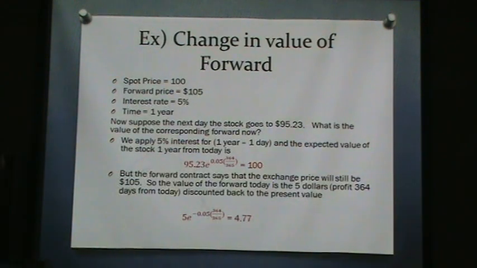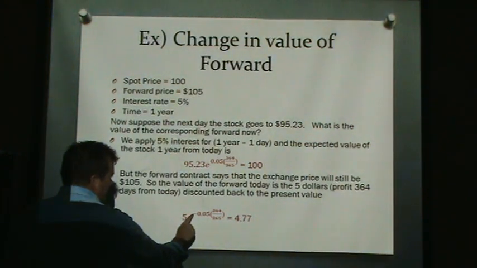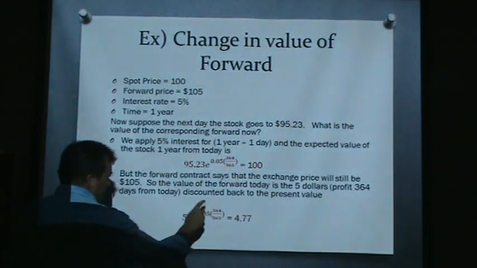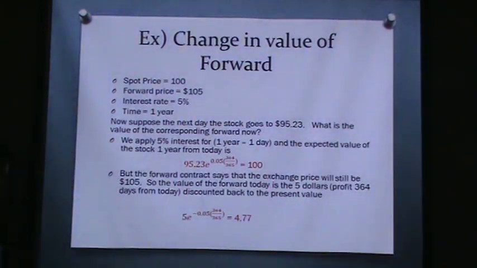So we expect to lose $5 a year from today. So what does that mean in today's dollars? That would be 5 divided by e to the RT. So the interest rate again is 5% and it's almost a whole year, which is $4.77.